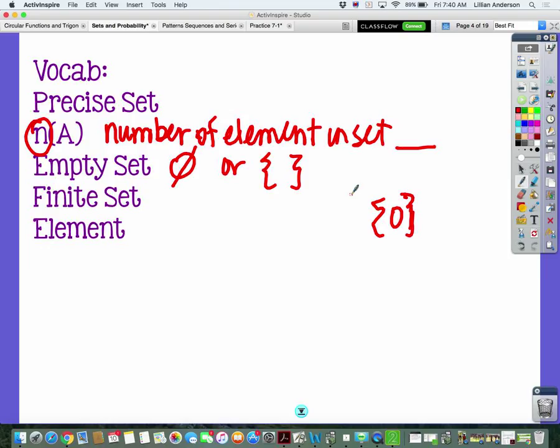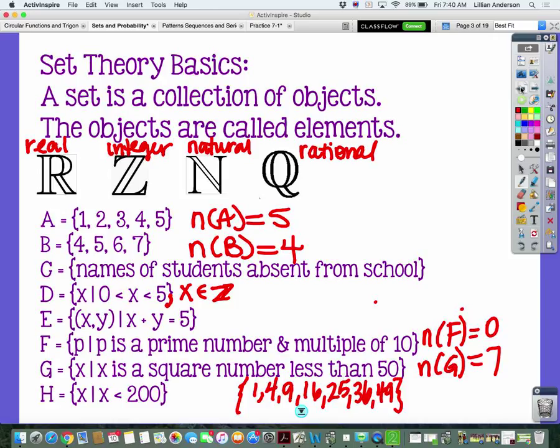Now, finite sets are sets that contain a finite number of elements. That means they have a specific number of elements. So it's very close to a precise set because we know exactly how many elements we have. Finite set and precise set are pretty much the same thing. If you look at our examples A through H, which sets would be finite sets? Well, that would be A, B, and G. Okay, they're all examples of finite sets.